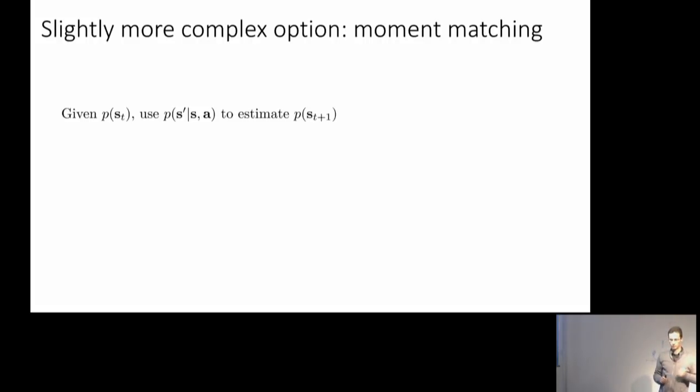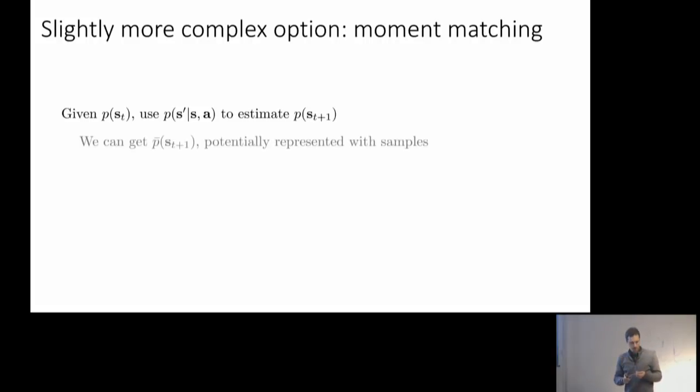Given a current estimate of P of ST, use your predictive model to estimate P of ST plus 1. And what you would actually probably get is some P bar of ST plus 1, some complicated distribution that is not in your convenient distribution class. Maybe it's not Gaussian or it's not whatever you want. And you can do this in a number of different ways. You could even just generate samples from P of ST, then generate samples from the corresponding P prime given S comma A, and you have a sample-wise estimate of P bar.